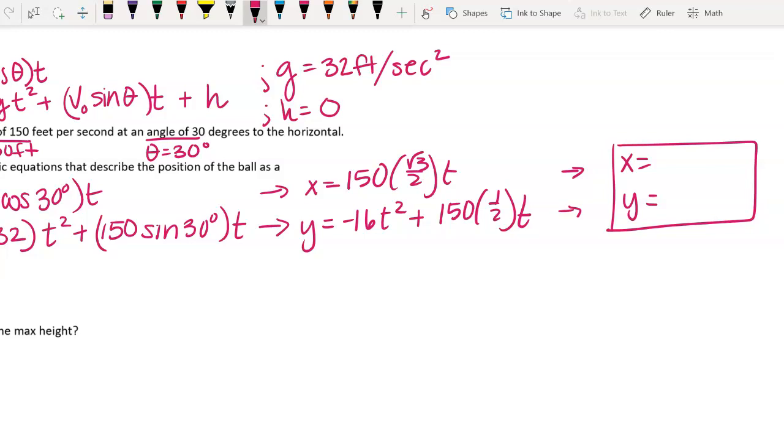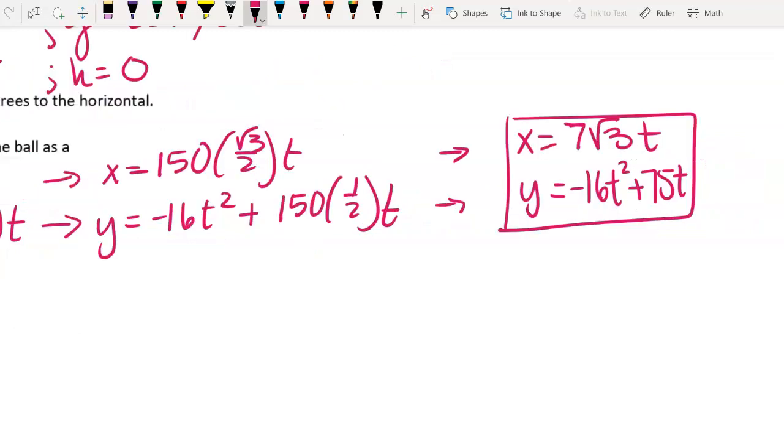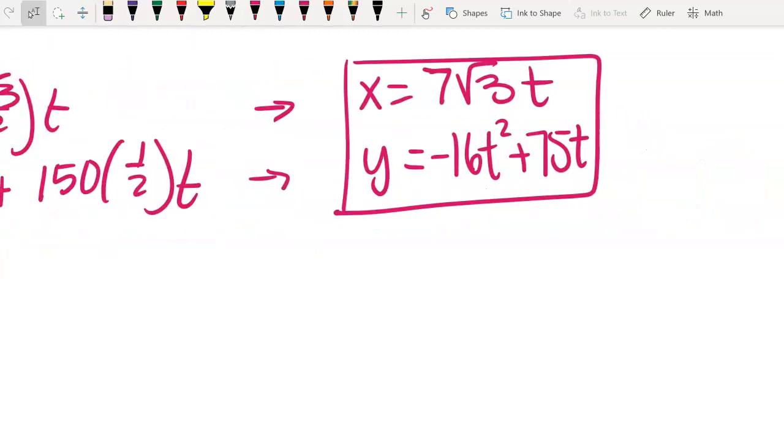All right, Eve, what do you have for final answer for x and y? For x, I have 75 rad t, and then y, I have negative 16t squared plus 75. Perfect. Good job. You guys remember in Algebra 2 and Algebra 1, or even at the beginning of this class, you guys remember seeing all of the parametric equations always start out with negative 16? That's why. Okay, that's why it's always negative 16.